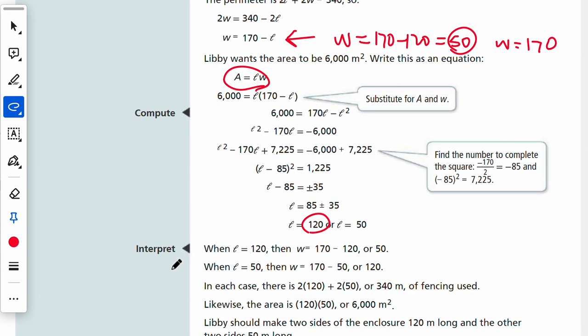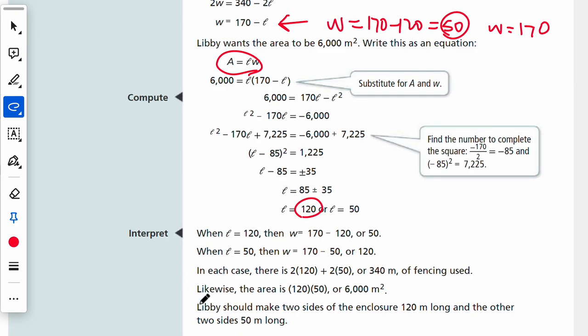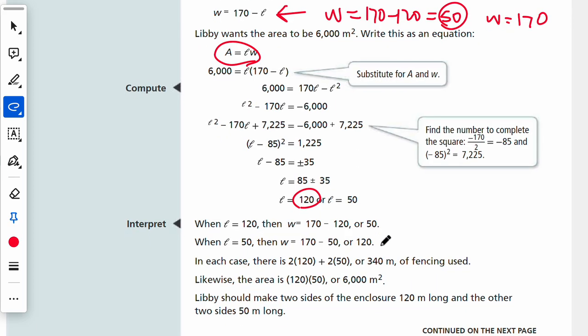So that's what the interpreting step is going to be. When L is 120, width is 50. When L is 50, width is 120. So we know that the width is going to be 50 and the length is going to be 120, right? And in both cases, we have the area of 6,000 and the perimeter of what?